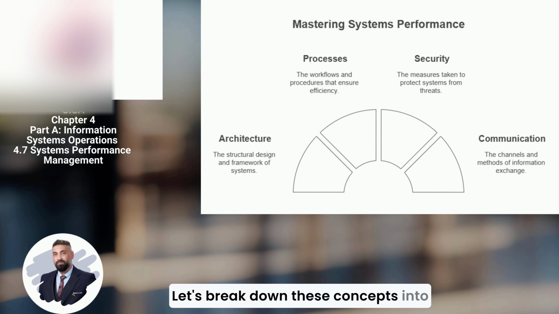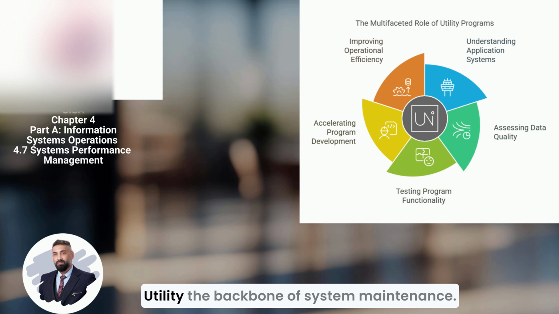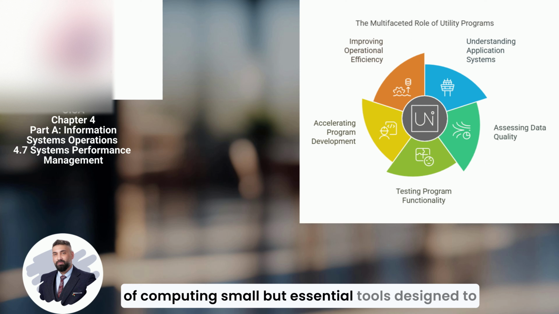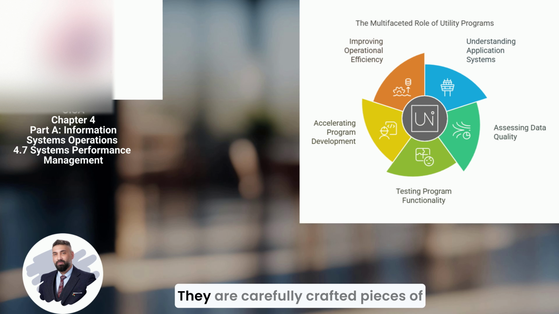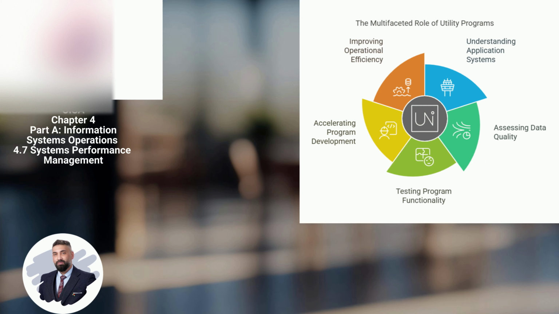Let's break down these concepts into their core components, starting with some indispensable tools known as utility programs. Utility programs, the backbone of system maintenance. Utility programs are like the Swiss Army knives of computing, small but essential tools designed to carry out routine operations and maintenance tasks. They are carefully crafted pieces of system software that swoop in when your operations need support or analysis. Picture them as tireless assistants that monitor, clean, analyze, and even troubleshoot the system.